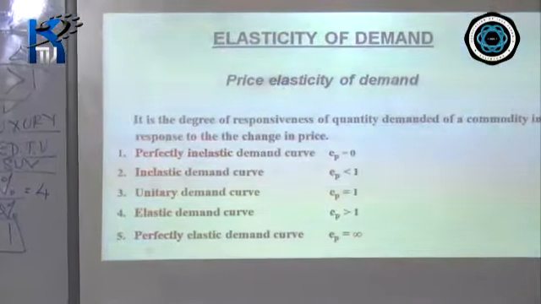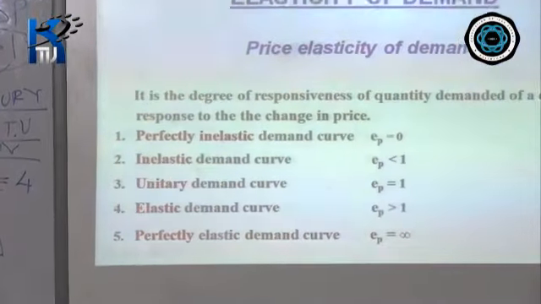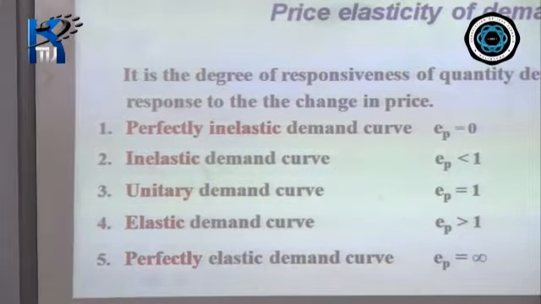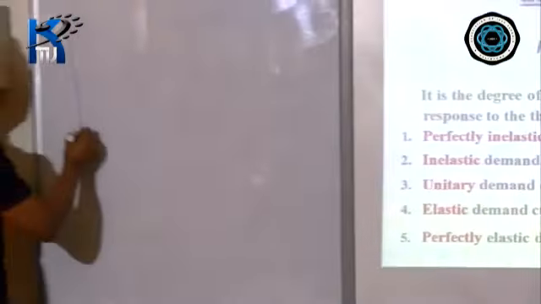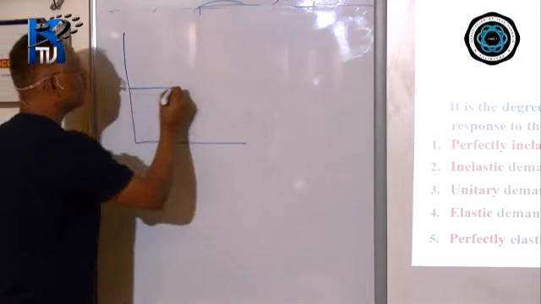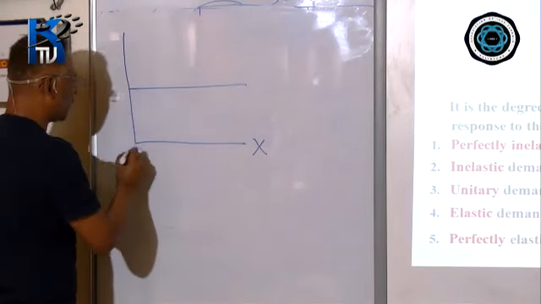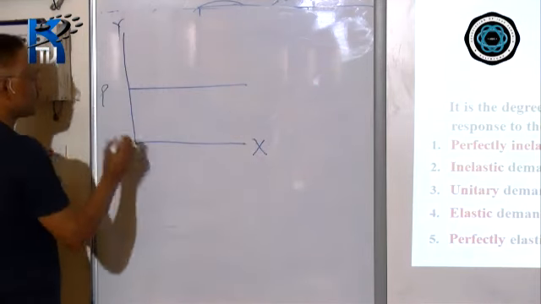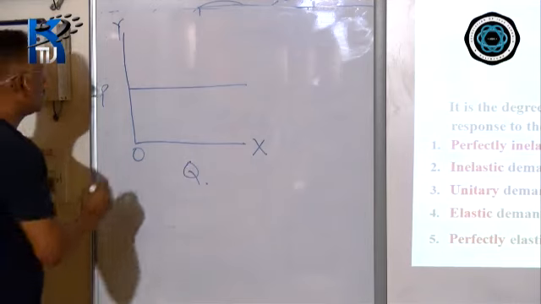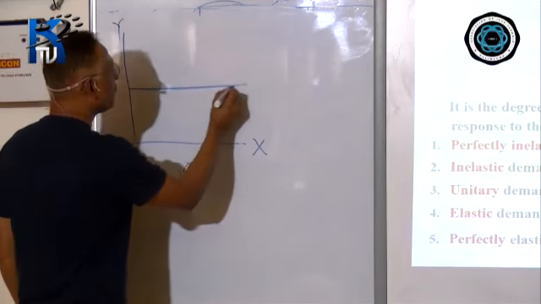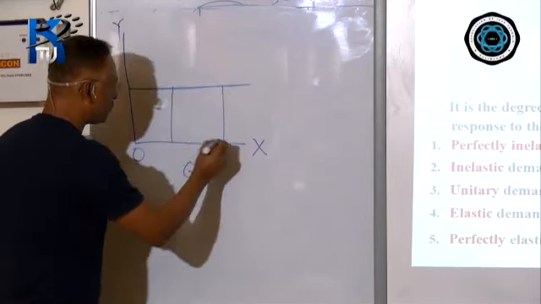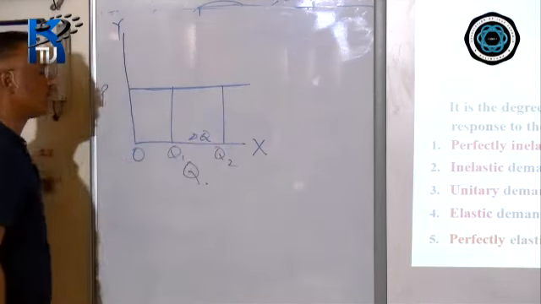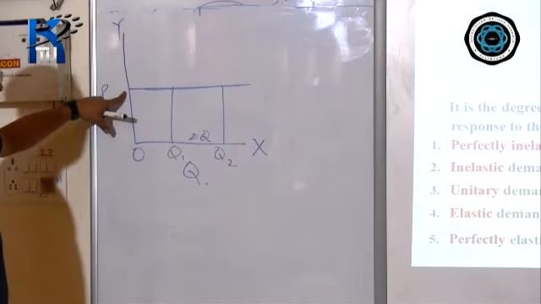The next one, the fifth one, is known as the perfectly elastic demand curve. Here the demand curve is parallel to the x-axis. Price, quantity demanded. The price will remain the same, but the quantity demanded could be any amount. Q1, Q2, the change in the quantity demanded could be any amount, with no change in the price.